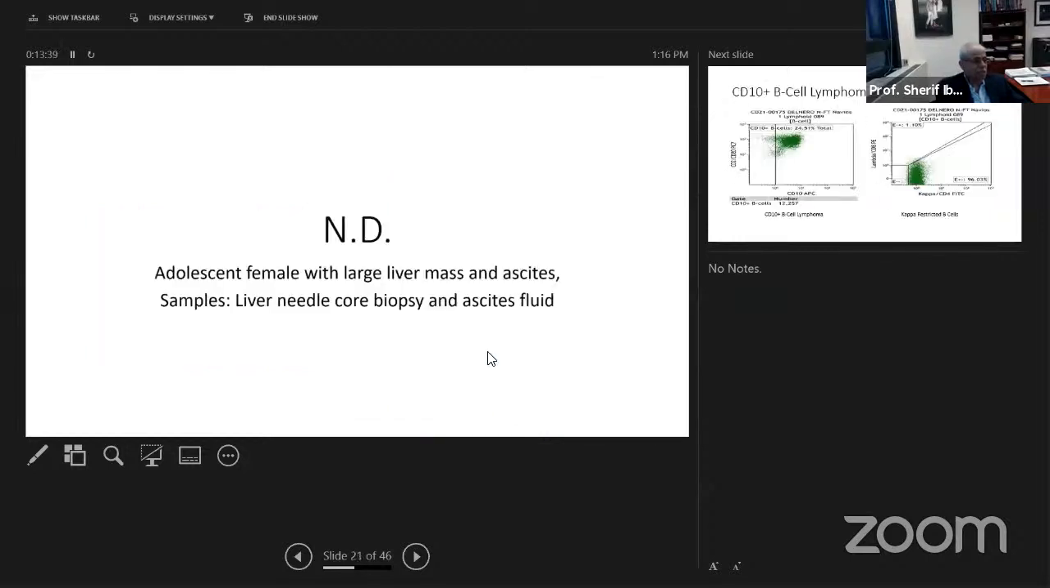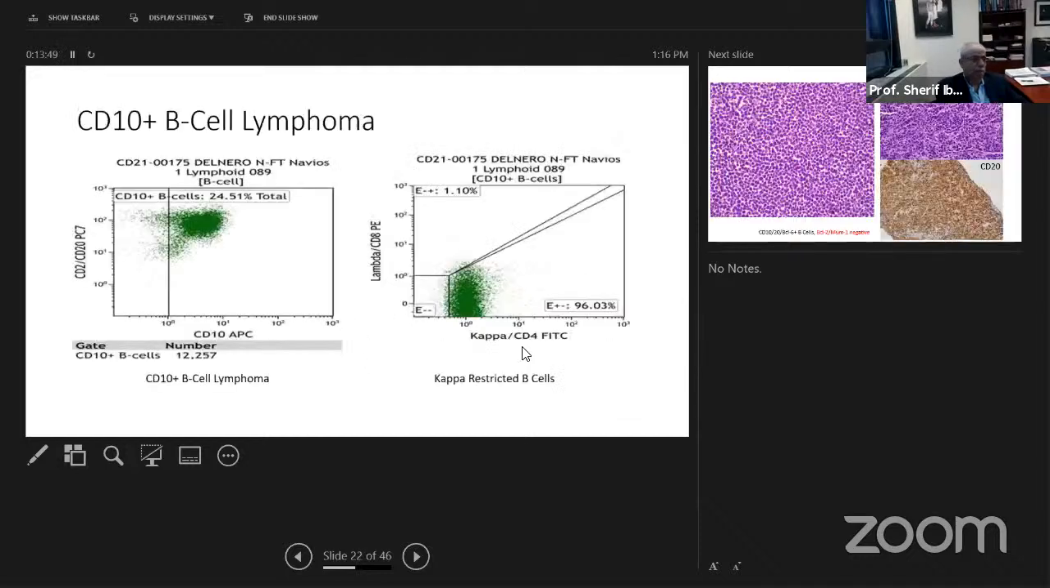Next case, MD, is an adolescent female with a large liver mass and ascites. Samples we got: liver needle core biopsy and ascites fluid. Flow cytometry, which we did right away, shows that the majority of the cells are CD20 positive B cells that are also CD10 positive. And these cells are kappa restricted. That confirms a lymphoma diagnosis. CD10 positive, that means it's coming out of the germinal center.